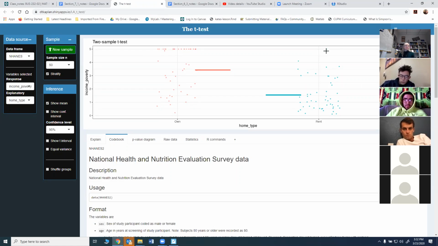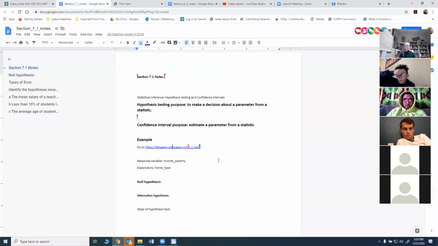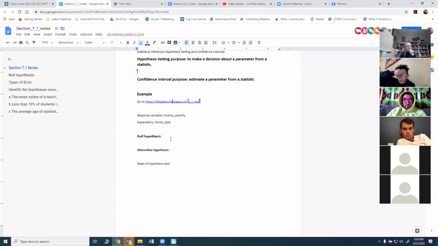So we do see a difference there, but we do see a lot of people down here in the poverty level that only rent. So what we have to figure out is, what do we see as a difference between these? And how do we tell? So I'm going to go back to my notes for a moment, and I'm going to talk about how we actually tell what's happening.